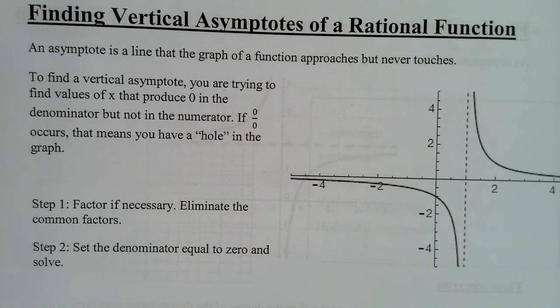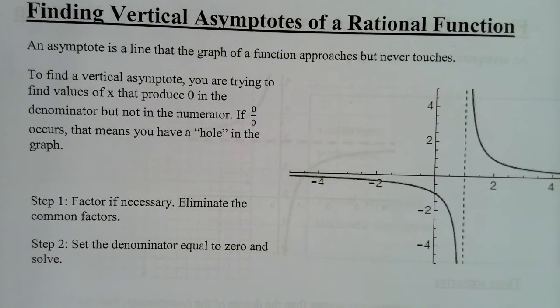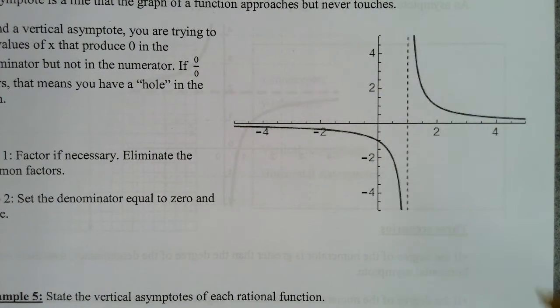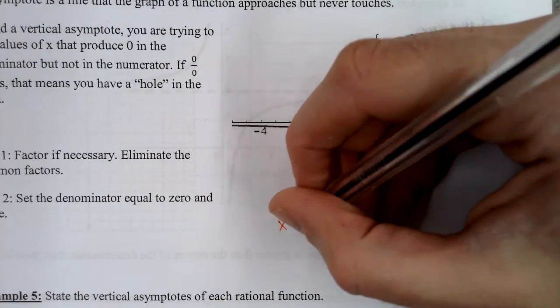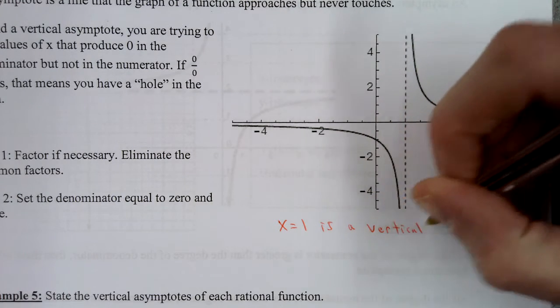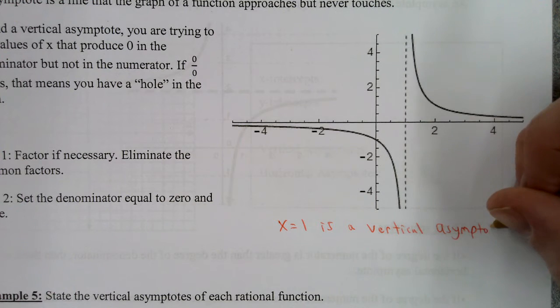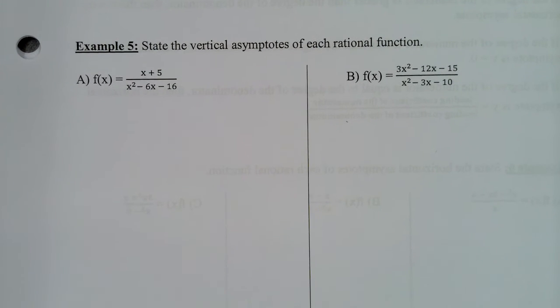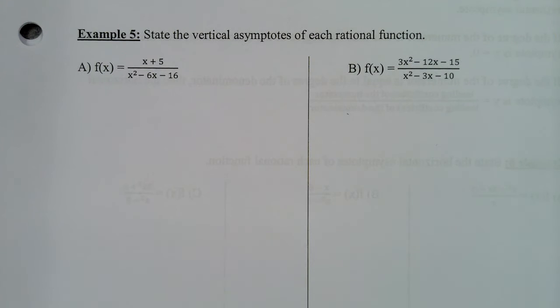Okay. Step 1, factor if necessary, eliminate the common factors. And step 2, set the denominator equal to 0 and solve. Before we move on, just to refresh your memory, this is a vertical asymptote. And it's always x equals a number because it's a vertical line. So let me just jot down x equals 1 is a vertical asymptote. Example 5a, state the vertical asymptotes.